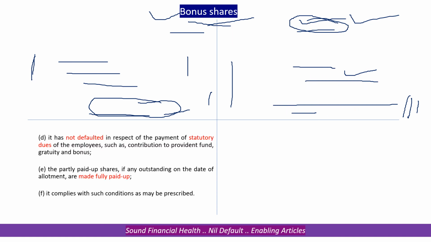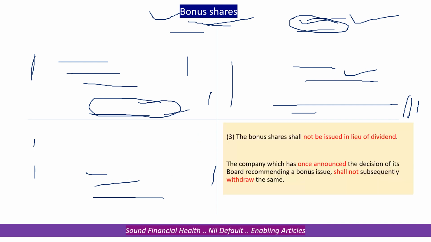And the company should have not defaulted on any statutory dues. And bonus shares could be issued only on fully paid shares. Therefore, if the existing shares are partly paid, first they should be fully paid up. Only fully paid up shares are eligible for bonus. This has to be done as a part of preparation. And there may be other conditions as may be prescribed by SEBI or stock exchanges which need to be fulfilled.